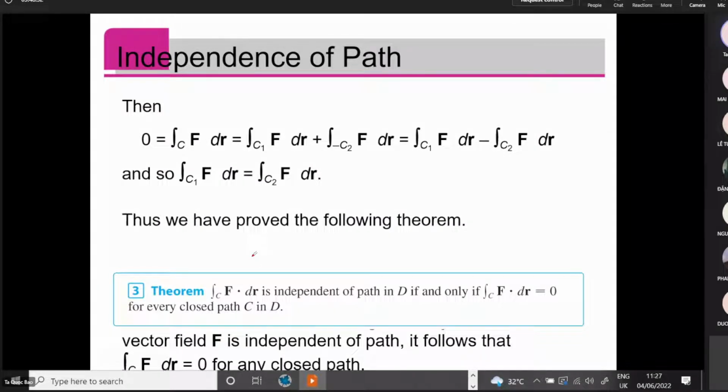So now we have a theorem. The integral of f dr is independent of path in D if and only if the integral over C is equal to 0 for every closed path C in D. Okay. Understand?